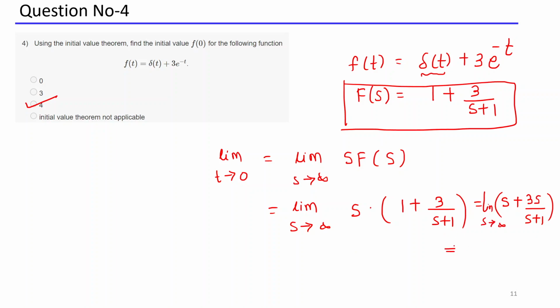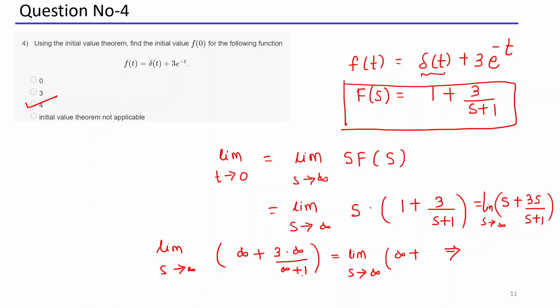So what is the value of this one? Limit s tends to infinity. If I put s equal to infinity, infinity plus 3 into infinity by infinity plus 1. Infinity plus 1 is infinity, so infinity cancels, and infinity plus 3 is infinity. So your answer is infinity. So then what is the answer?